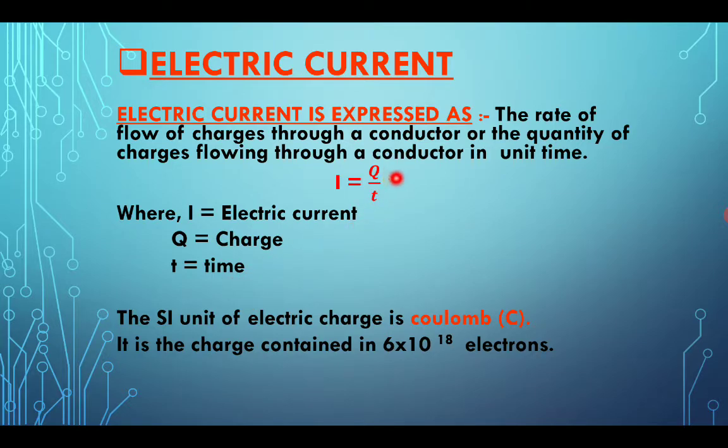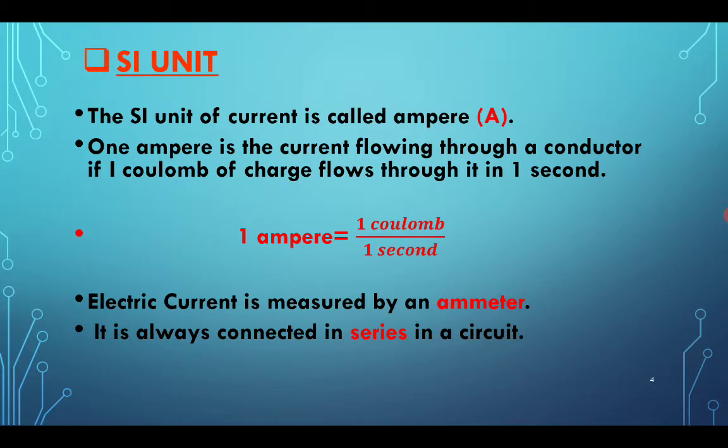The SI unit for charge is coulomb and for time is second, so the SI unit for current is coulomb per second, which has a special name. We know that 1 coulomb contains about 6 × 10^18 electrons. From here we conclude that the SI unit of electric current is the ampere, and 1 ampere equals 1 coulomb divided by 1 second.